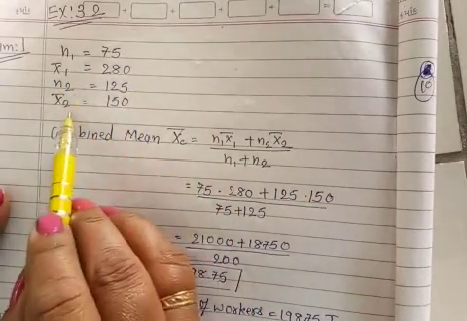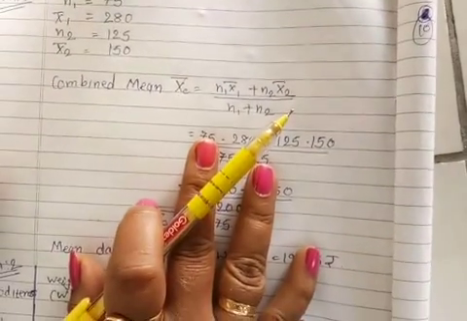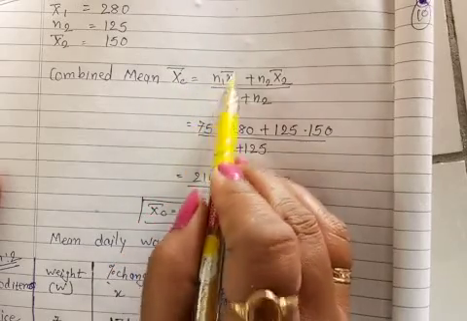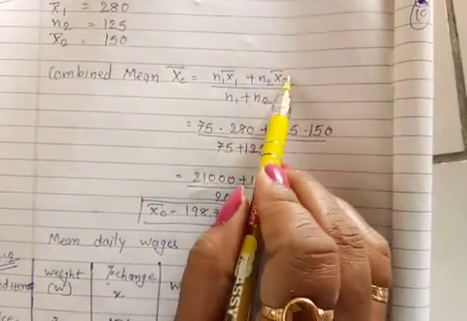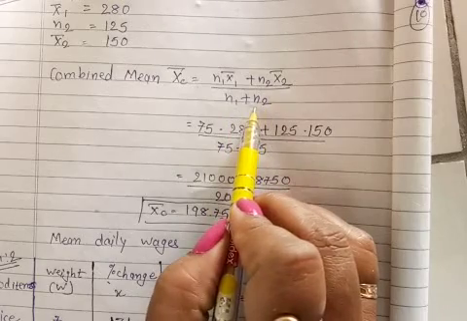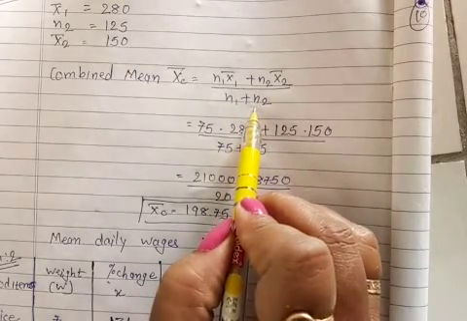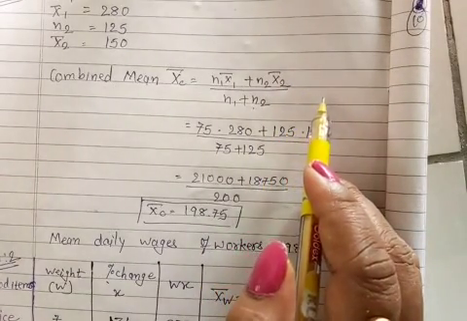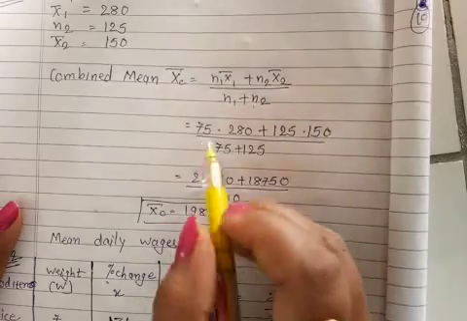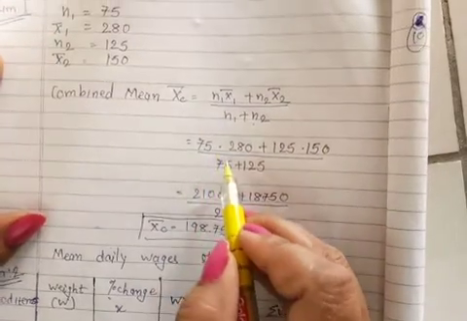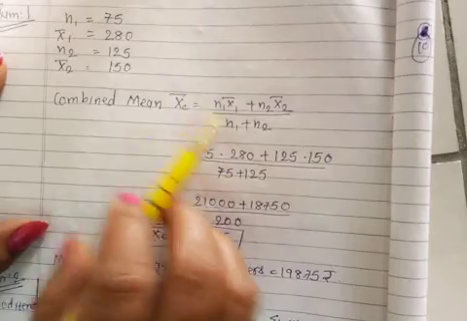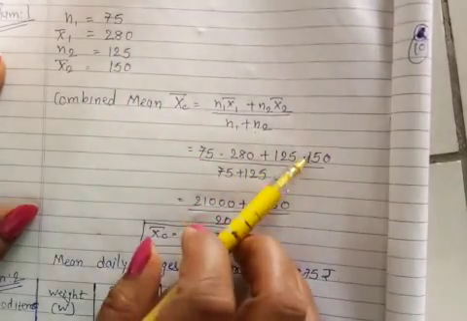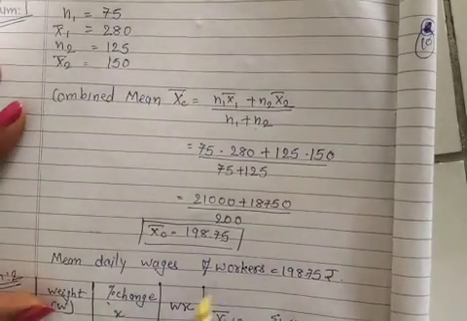Now we write down the formula of combined mean. Combined mean x bar c is equal to N1 x bar 1 plus N2 x bar 2 upon N1 plus N2, right? In this sum only two groups of data are given. We extend this formula up to the given number of groups of data. So N1 is 75, x bar 1 is 280, N2 125 and x bar 2 150, upon N1 plus N2.